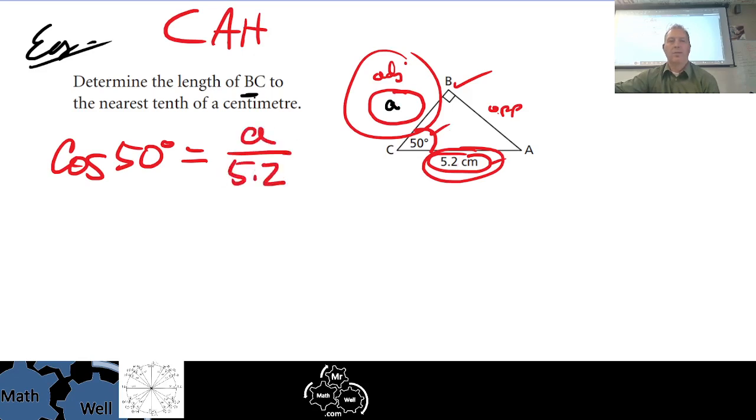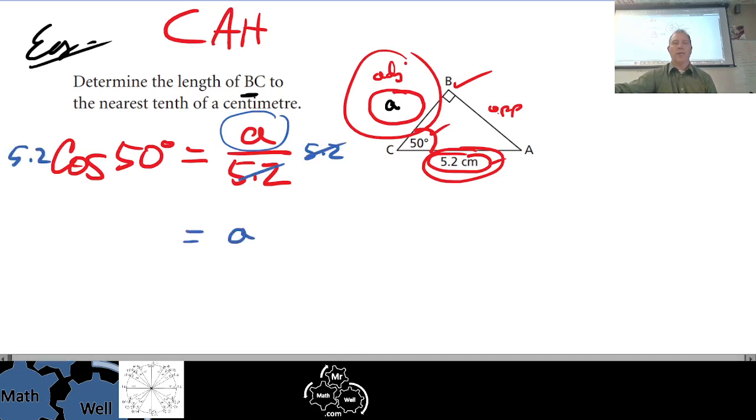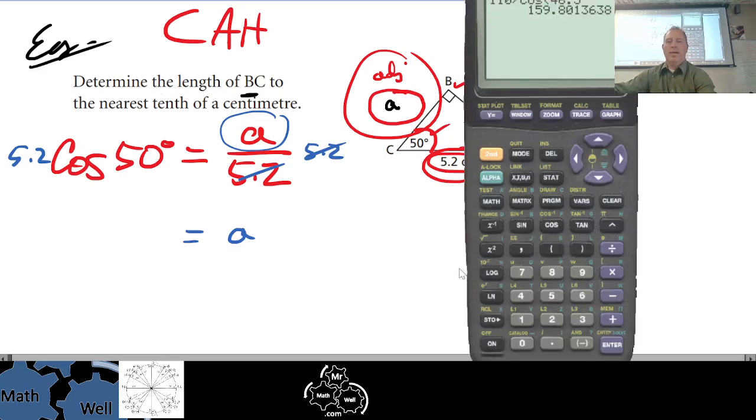5.2. So this one becomes really easy because A is already in the numerator, so all we have to do is multiply both sides by 5.2, and we get A by itself. Awesome. One quick step. So what's 5.2 times cos of 50 degrees? 3.34.